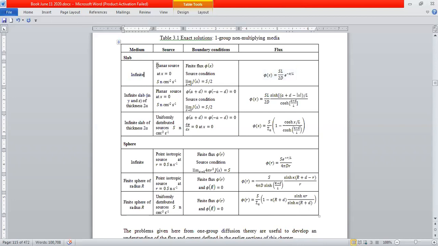So let's solve this for a planar source at x equal to 0. Let's say I've got a source which is emitting S neutrons per centimeter square per second. I'm not going to let my flux become infinite, so I'm going to require it to be finite. That's why, when I get two solutions, e to the minus x over L plus e to the something multiplied by e to the plus x over L, that thing I'm just going to throw away, because I cannot let things go to infinity.